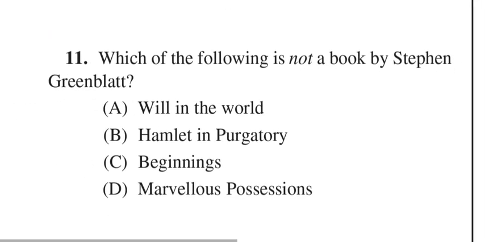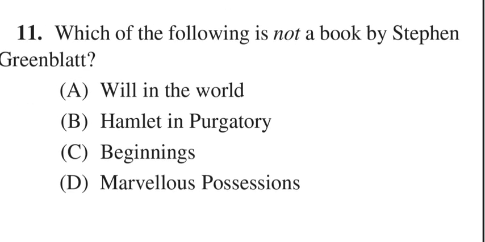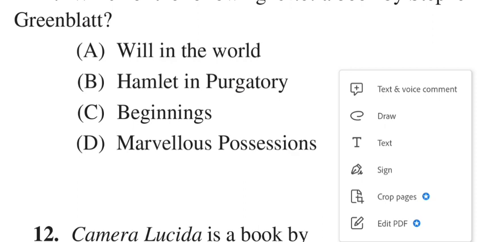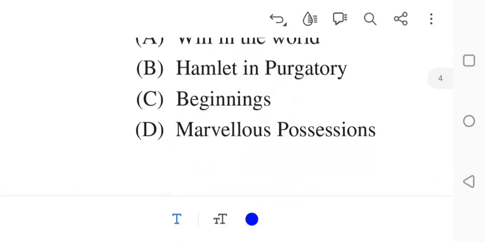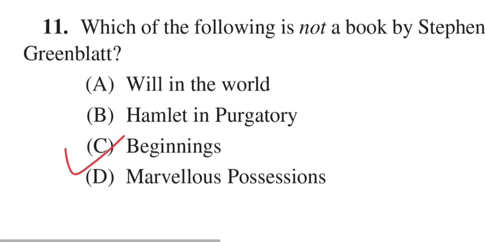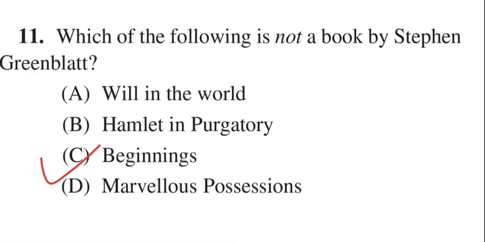Number 11, it says, which of the following is not a book by Stephen Greenblatt? Will in the World, Hamlet in Purgatory, Beginnings, Marvelous Possessions. Correct answer is C, that is Beginnings. So Beginnings is the book which is not written by Stephen Greenblatt.